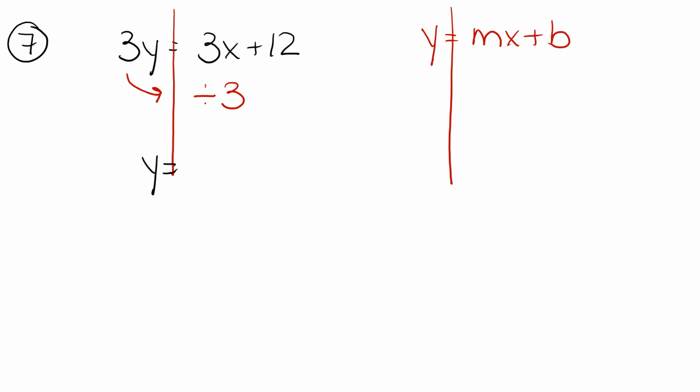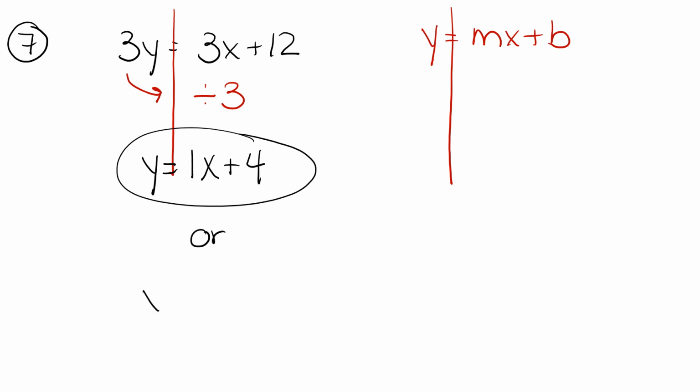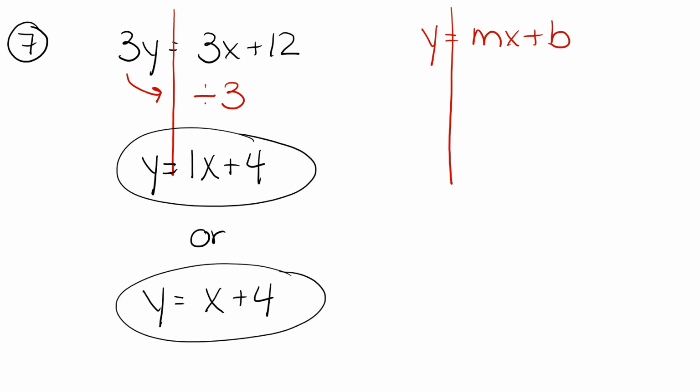Leaving us with 3 divided by 3 is 1, so that's 1x. 12 divided by 3 is 4. You can write your equation as y equals 1x plus 4, or you can simply write it as y equals x plus 4. If the value is a 1, you do not have to write it in front of the variable x. Either answer is correct.